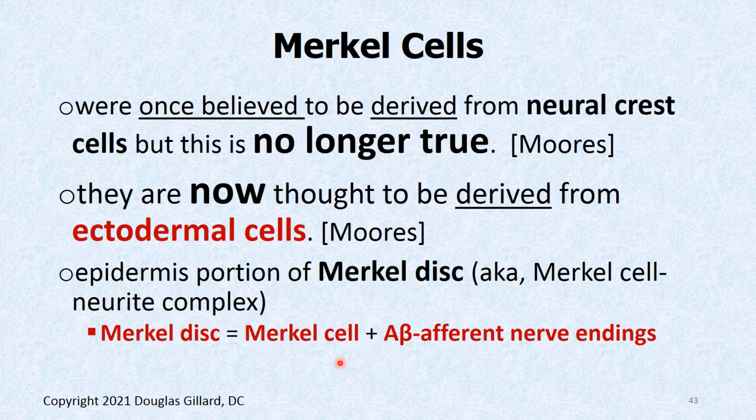Now, I put this in here because this was recently overturned, but Merkel cells were once thought to be derived from neural crest cells. In fact, Moore still has this, or is it Carlson? One of the big books still has this messed up because this has changed. Merkel cells are no longer believed to be derived from neural crest cells. Merkel cells are derived from ectoderm cells, according to our chiropractic board book, Moore's, and they put forth good research. I did look at the research, and it's true.